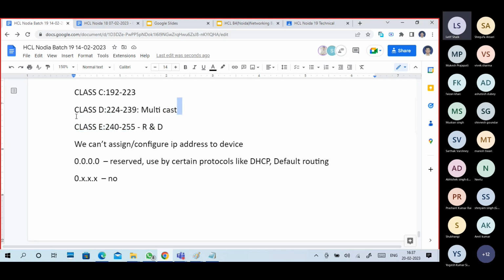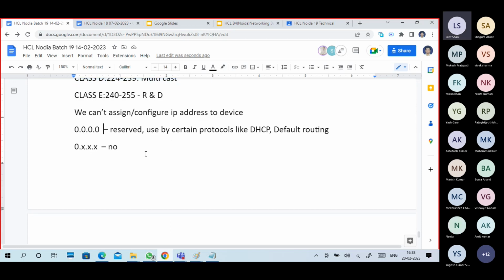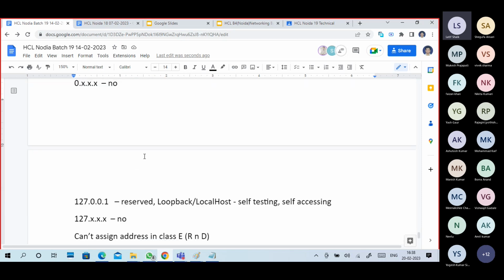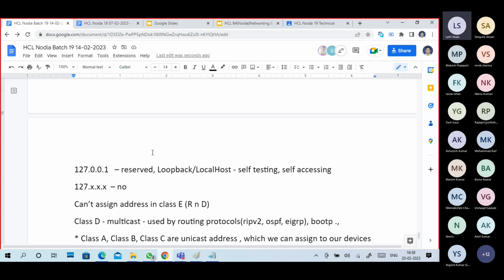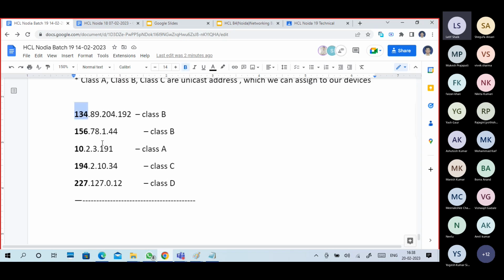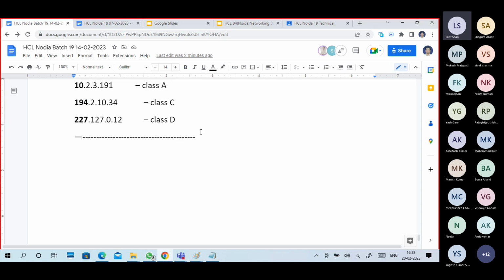And class D is a multicast address. Class D IP addresses are used only by certain services. Also, we cannot assign certain IP addresses to devices, like the 0 series and 127 series. 127.0.0.1 is a reserved IP address; every PC has its own local host IP address, 127.0.0.1. To recognize which class an IP address belongs to, check the first octet of the IP address.